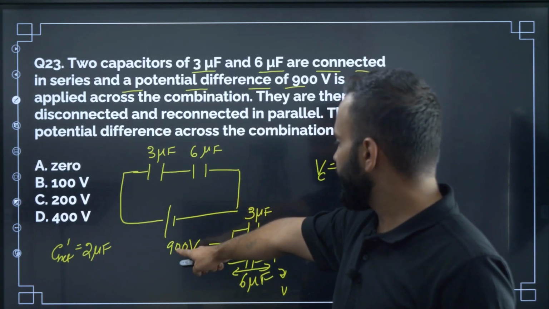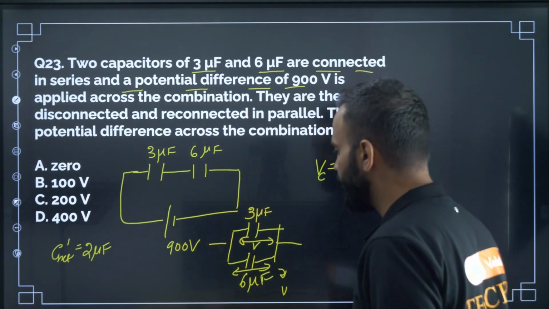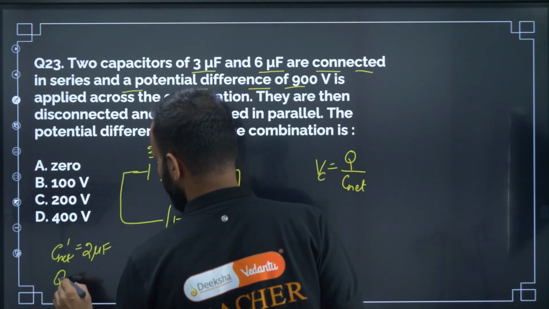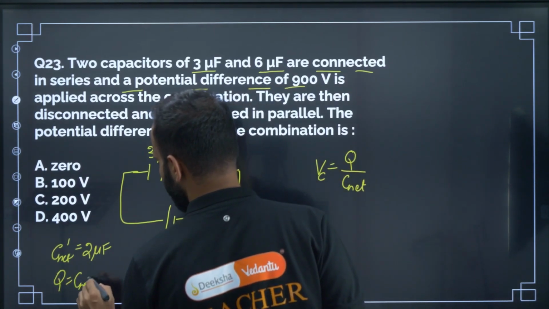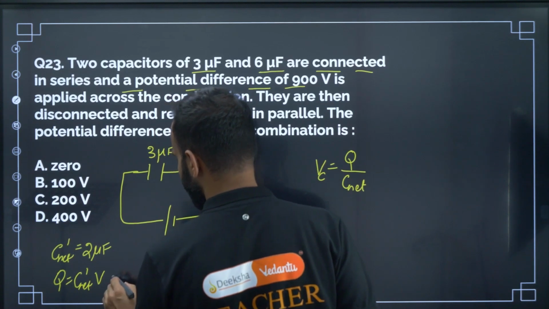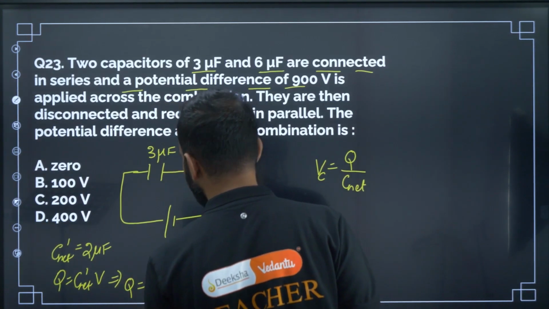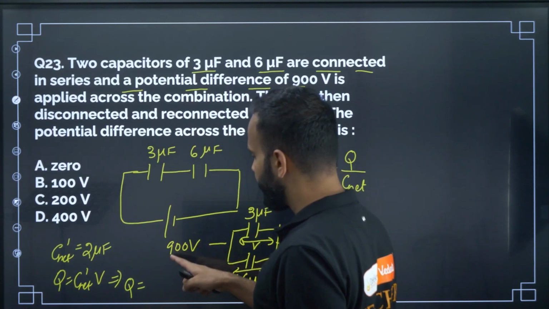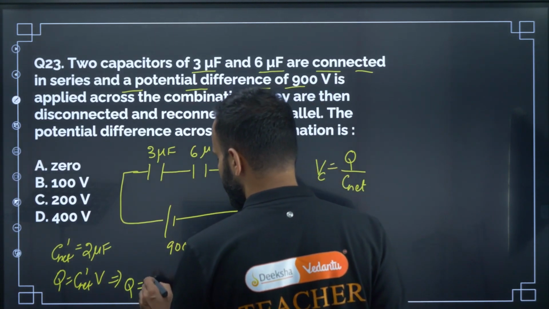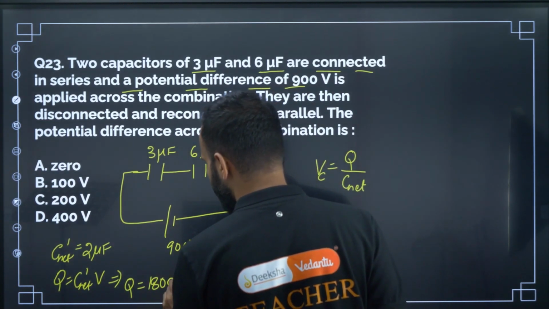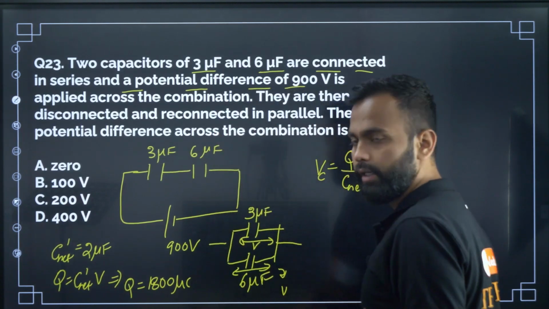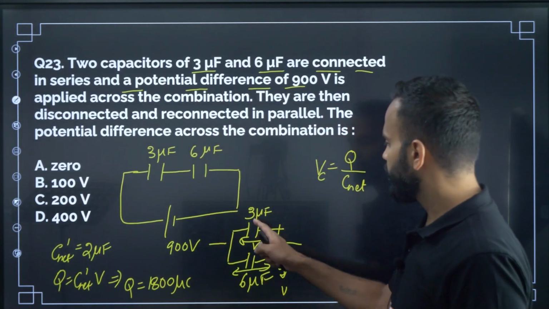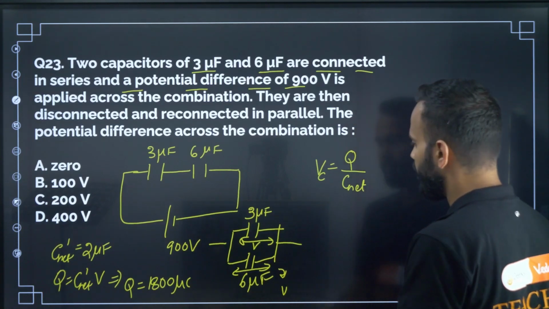Now it is connected with a 900 volt battery, so let us find the charge. The charge Q is equal to C net dash into V. The charge on each capacitor will be, with C net dash 2 microfarad and V 900 volt, 1800 microcoulomb. So now we can easily find the potential difference across 3 microfarad and 6 microfarad, or across the combination.